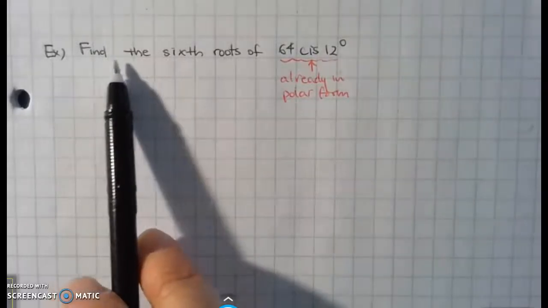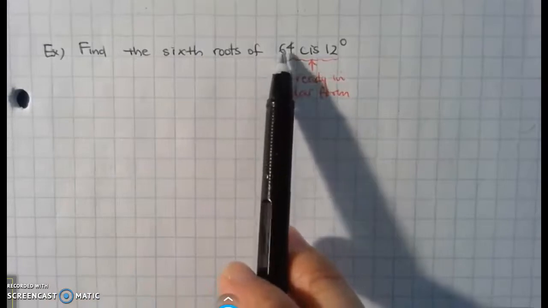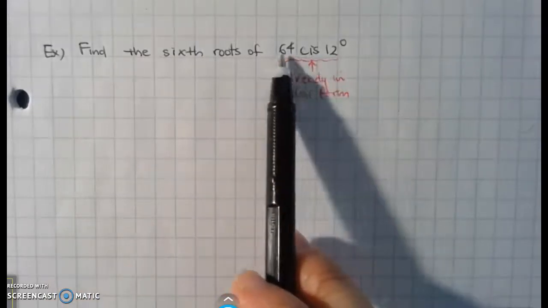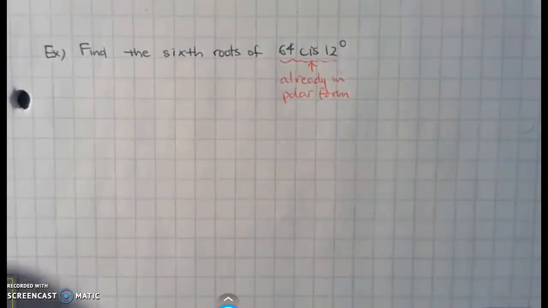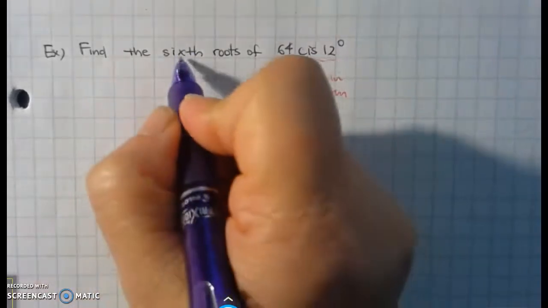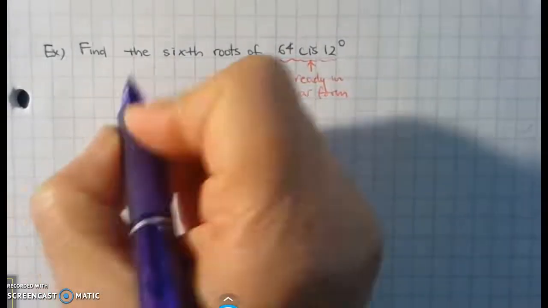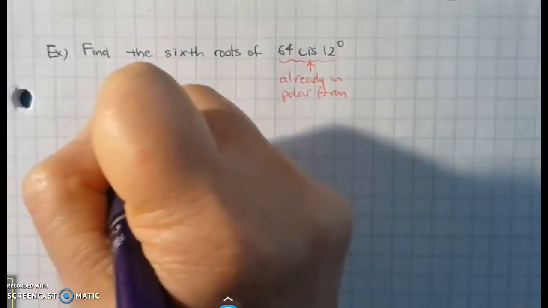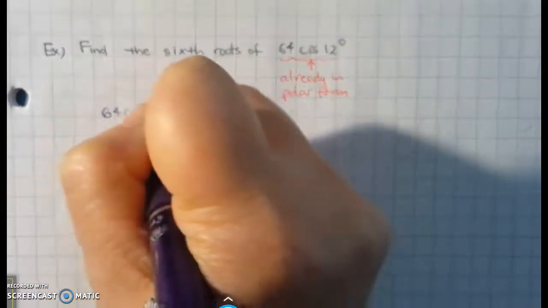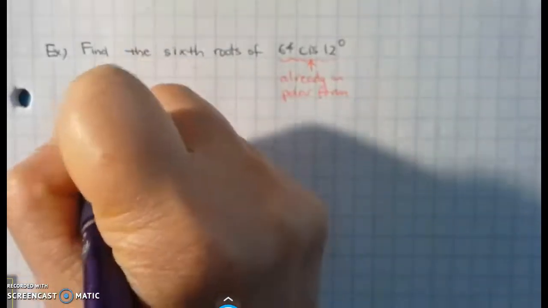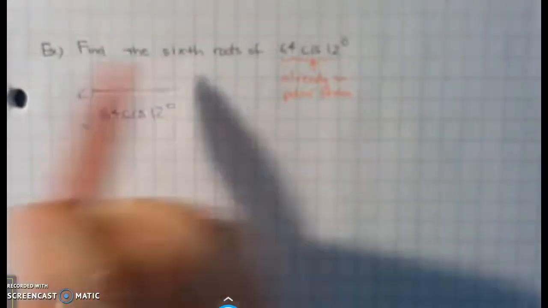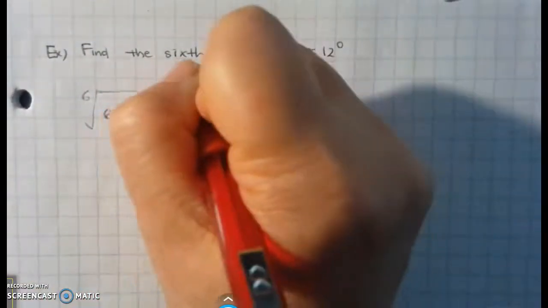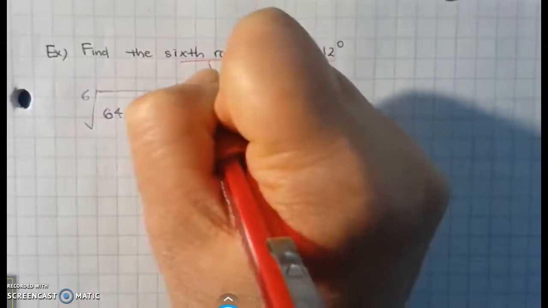Okay, so now we're going to try to find the 6th root of this complex number written in polar form: 64 cis 12 degrees. The first thing you should recognize is that we are looking for the 6th root. That means we are taking 64 cis 12 degrees to the 6th root. Since we're taking the 6th root, how many answers are we going to get? We're going to get 6 answers.